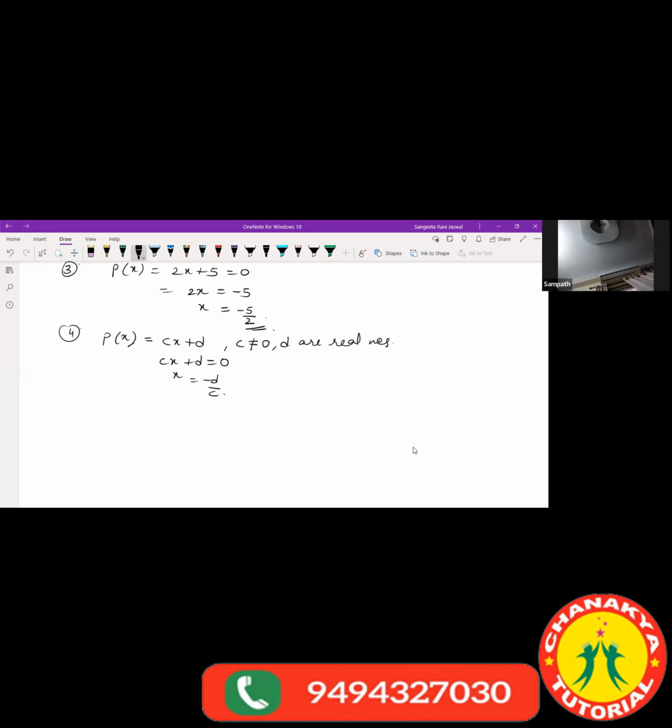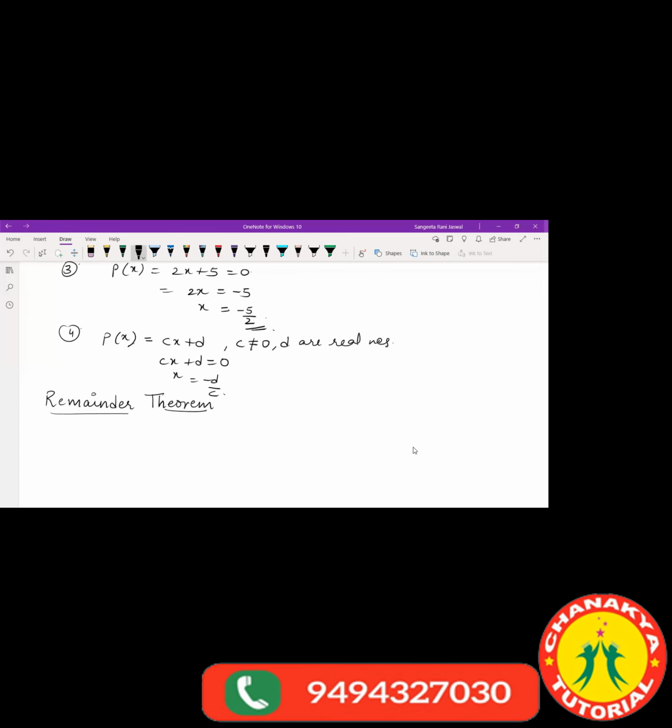Okay, now coming to the next part of the chapter, that is remainder theorem. Now what is remainder? We all know the name remainder. Remainder is when we divide something by something else and we get some leftover. Whatever is left is the remainder. If we divide 5 by 2, what do we get? 2 2s are 4 and 1. Now this 1 is the remainder.